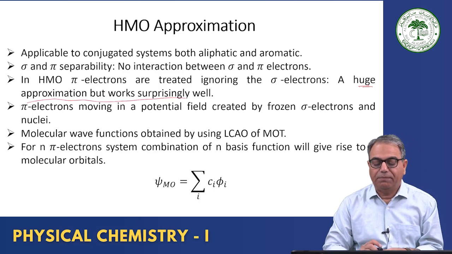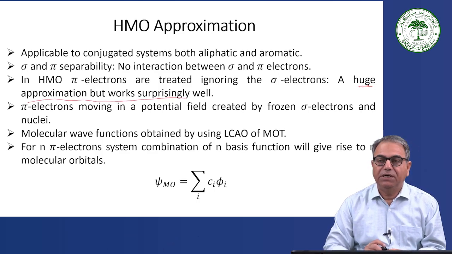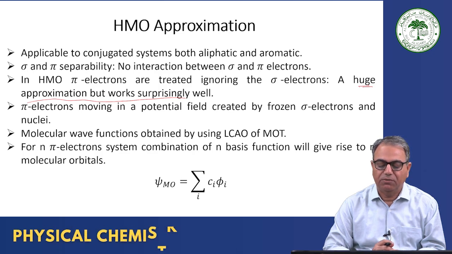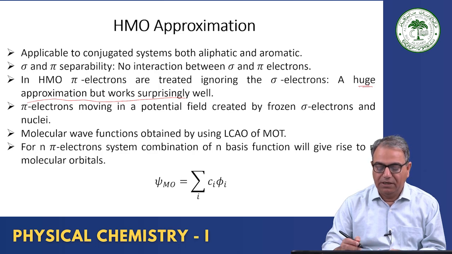So the pi electron is moving in a potential field created by the frozen sigma electrons and nuclei. I said this is a very big approximation; even then, it gives very good results which match the experimental results. The molecular wave functions are obtained using the same LCAO, linear combination of atomic orbitals, treatment that we have done in detail. So any molecular orbital here will again be given as the summation of Ci phi i, where phi i are individual wave functions. Now, what will these wave functions be?